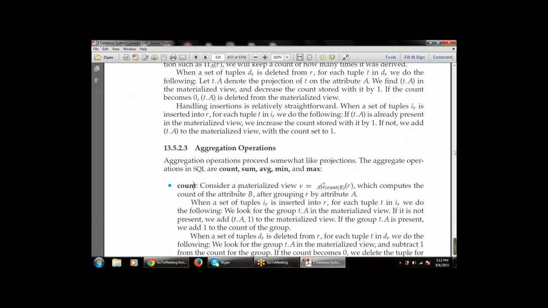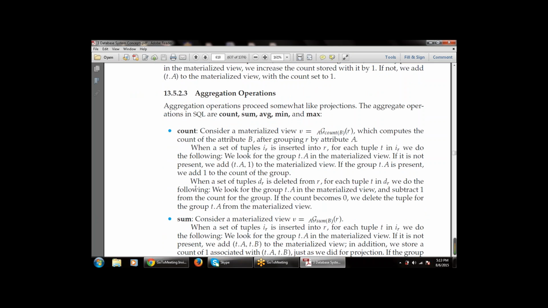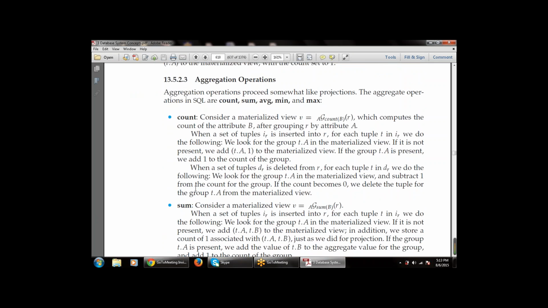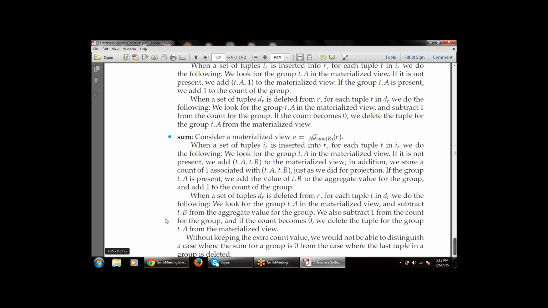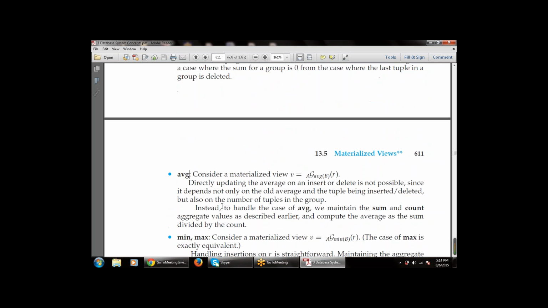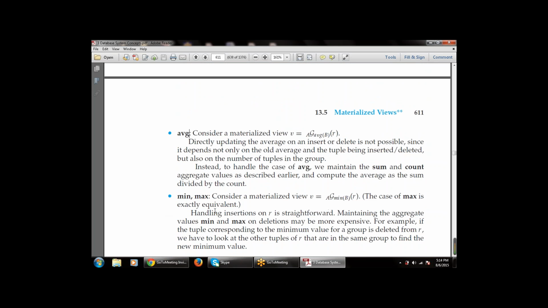Count means counting the values or computing the total of the attribute that is given. Sum means adding up all the values available in the database. Then there is average, that is AVG. Then there are min and max, that means finding the minimum term and the maximum term out of the available terms.